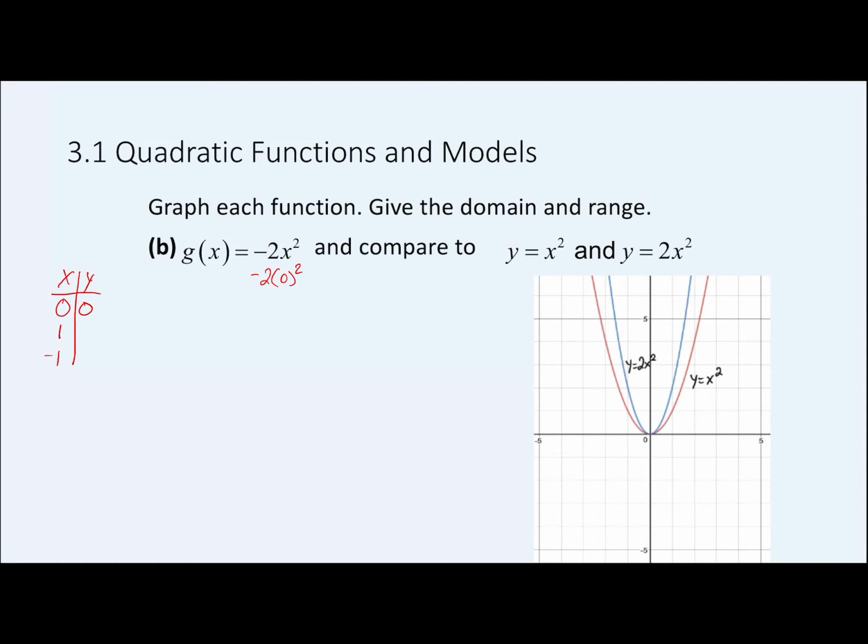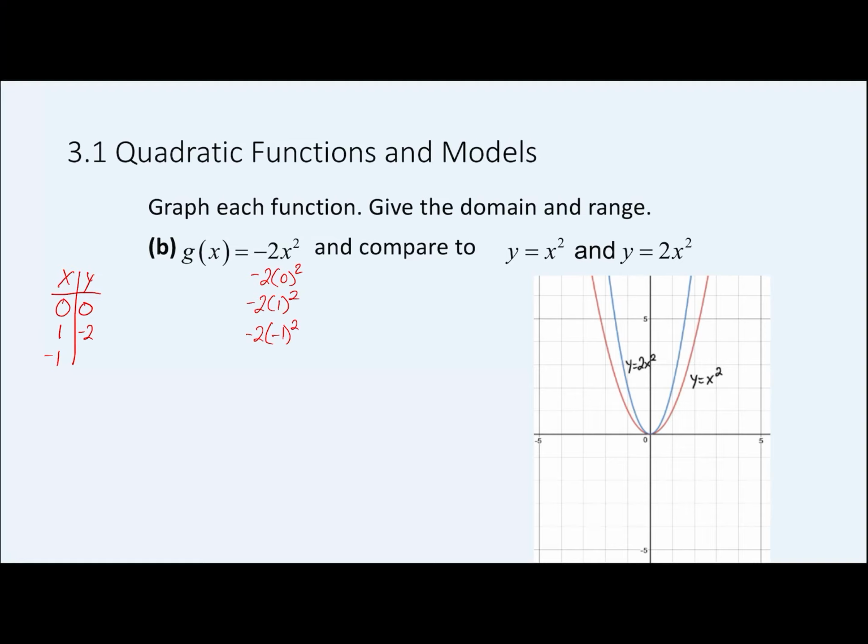Let's put in 0 for x. If you put in 0, 0 squared is 0, 0 times -2 is also 0. Then I'm also going to suggest we put in 1 and -1, because since it goes through the origin, that is where the vertex is. Going left of that and right of that should give us an idea about the curve.